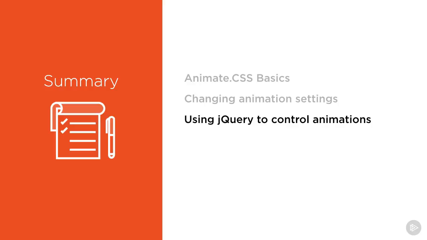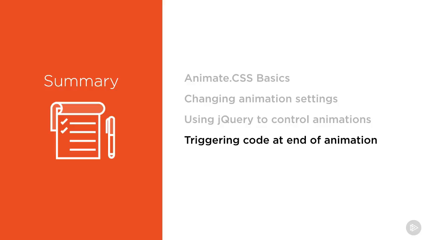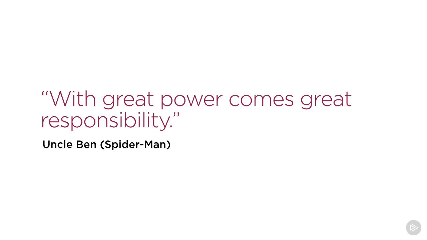And so when a button is clicked, we can trigger some jQuery to remove a class, to add a class, or to toggle a class. We also learned how to trigger code at the end of an animation, and that was using some of the Animate CSS JavaScript as well. And then even how to create our own custom animations. That was still scratching the surface a little bit, so I gave some recommendations of where you can go to learn a little bit more.